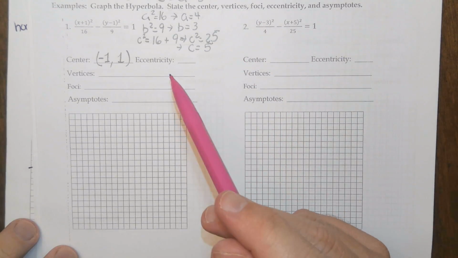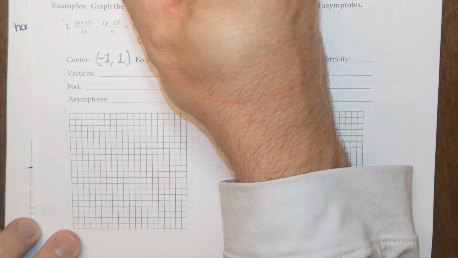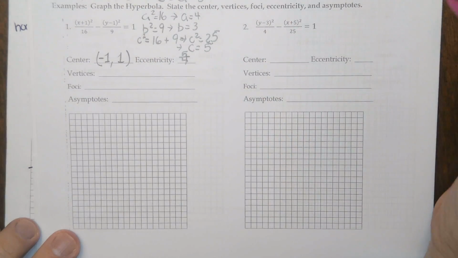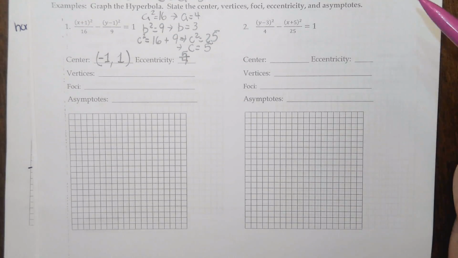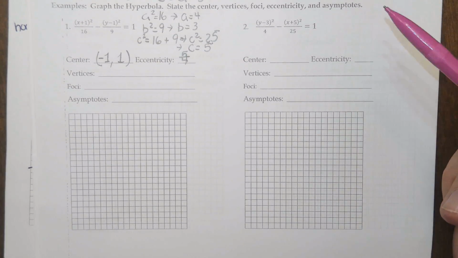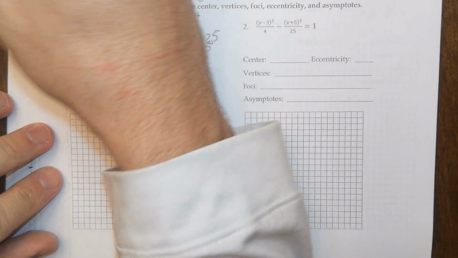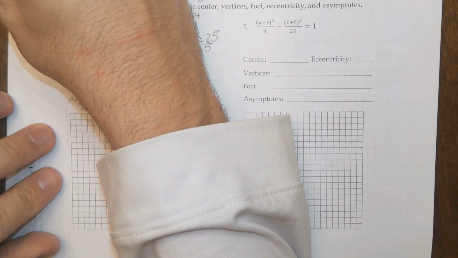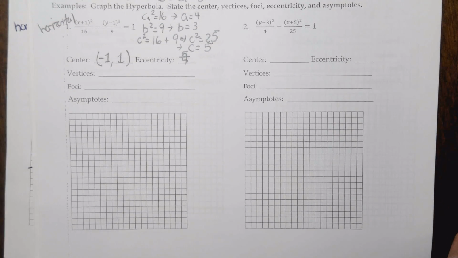All right, eccentricity is just c over a. So in this case, c over a, so 5 over 4. Again, that is greater than 1. We always said our eccentricity with hyperbolas is going to be greater than 1. Our vertices, let's go to our formula. Since the a squared is under the x here, this is going to be a horizontal hyperbola because the a squared is under the x. Wherever that a squared is at defines either horizontal or vertical.